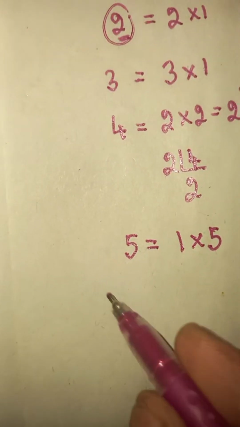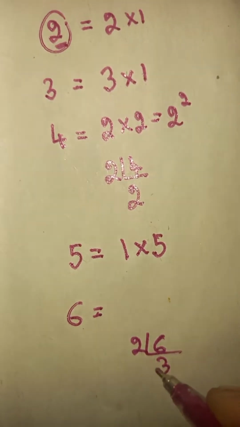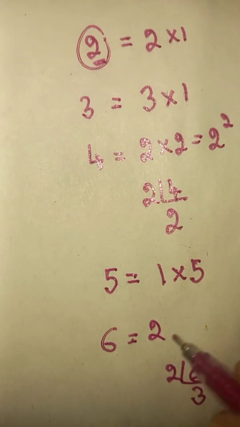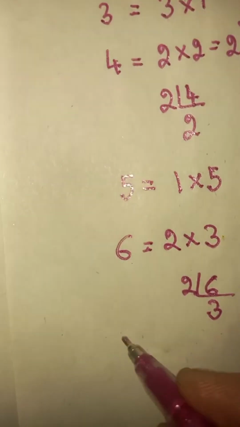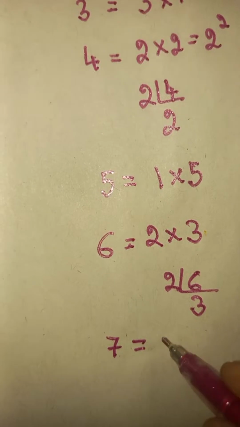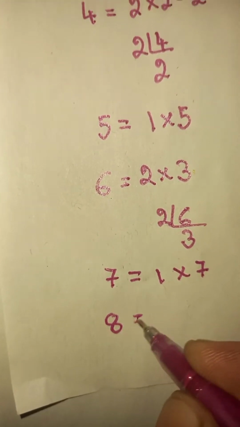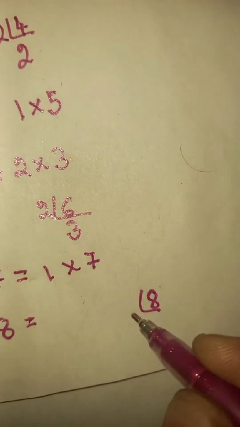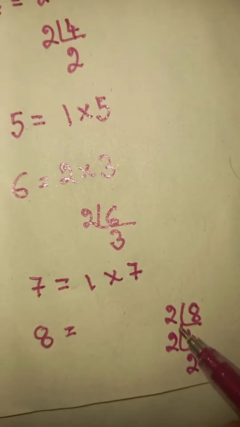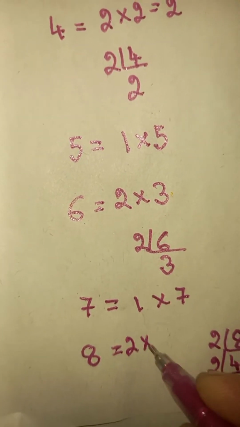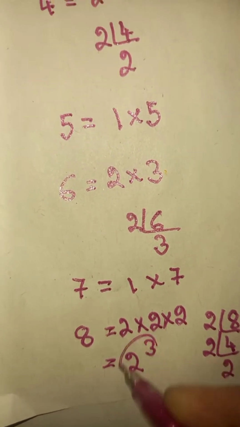Let's take the next number, 6. 6 can be written as 2 times 3. So it is a composite number. Let's take 7. 7 is a prime number, so you write it as 1 times 7. Let's take 8. 8 can be written as 2 times 4. Again 4 can be divided as 2 times 2. This complete thing is 2 times 2 times 2, which in simplified form can be written as 2 cube.